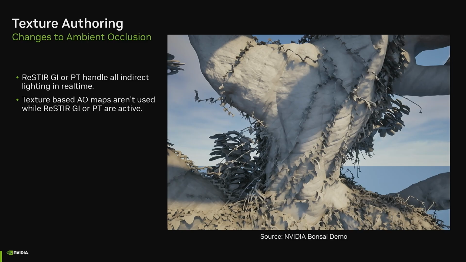Point number two is that ambient occlusion maps aren't used when real-time path tracing is active. So that's when ReSTIR GI or PT is active. Because if we did that, we'd be doubling up ambient shadows. The path tracer is able, on a per pixel level, to capture all those tiny details. Here we have a close-up of a tree with vines growing all over it, and we're in shadow or lighting only mode. And you can see there's a lot of subtle shadow effects and detail going on there.